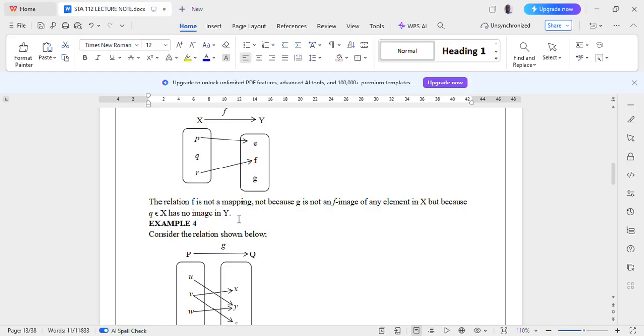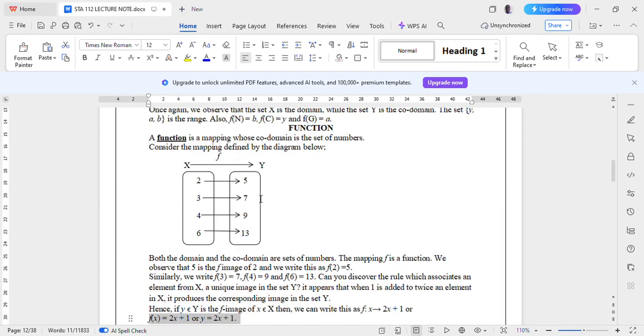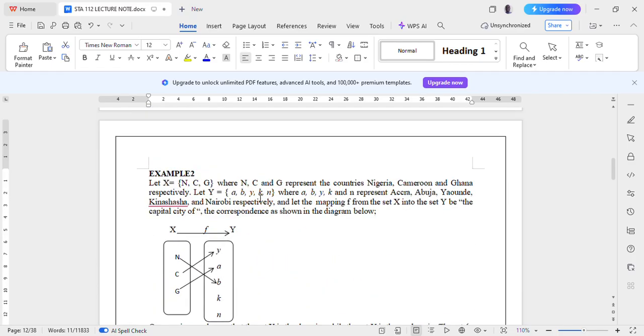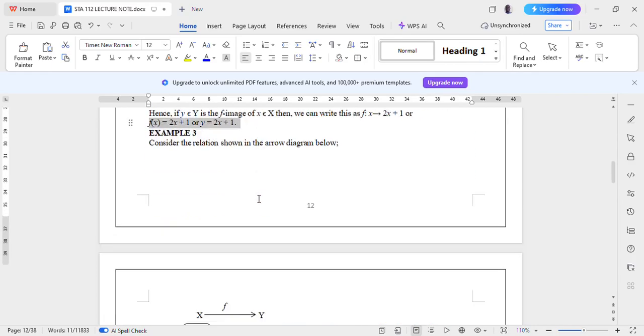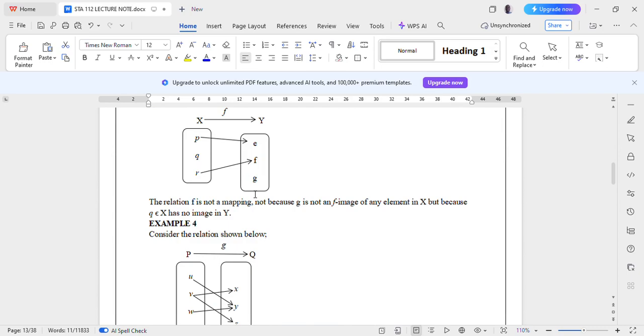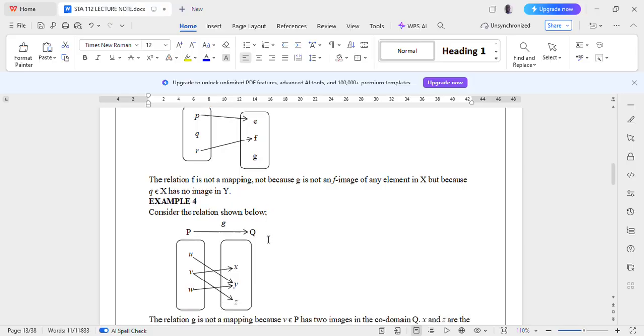It is not. So look at the example given before: all the elements in x, in the domain, must have at least an image in the codomain, which is Y. But this one is not a mapping because P has an image E, Q has no image, R has an image F. So this is not a mapping.